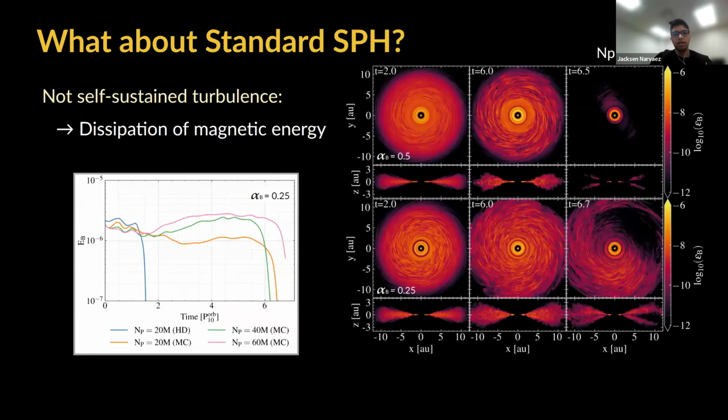Now, what about the standard SPH? Well, all the simulations that we ran using different resolutions, dissipation parameters, hydrodynamic initial conditions, and Monte Carlo initial conditions, all of them had the same end. The magnetic energy is being dissipated from the system, as you can see also here in the snapshots of the magnetic energy density, which is not the case for GDSPH.